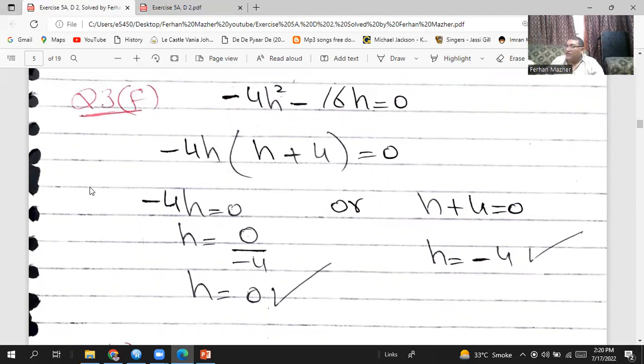So what will happen? Minus 4h is equal to 0, so h will be equal to 0 divided by minus 4, which will also be 0. H plus 4 is equal to 0, so h will be equal to minus 4. That's the second solution. So there are two solutions, 0 and minus 4.